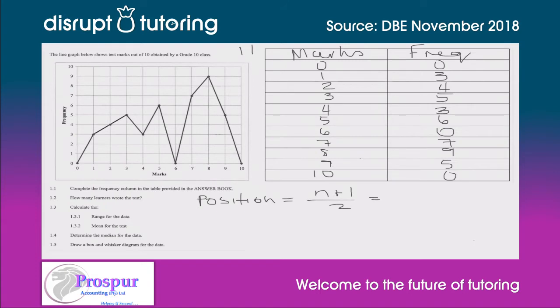We've already said in the previous question, when we summed up all of these numbers, the total number of learners that wrote this particular test would be 42. So we're going to have 42 plus 1 over 2. And that means the position here is going to be the 21,5. So between the 21st and the 22nd value. So we're going to use the 21st, we're going to use the 22nd, we add them together and we divide by 2. Right, so let's get to that.